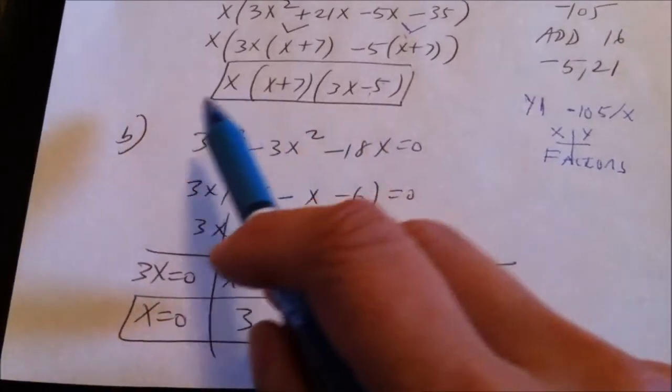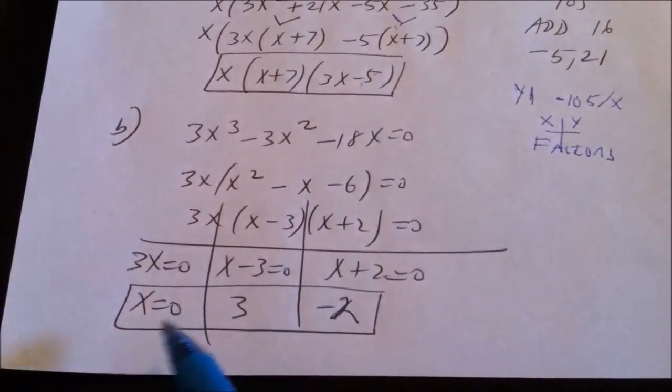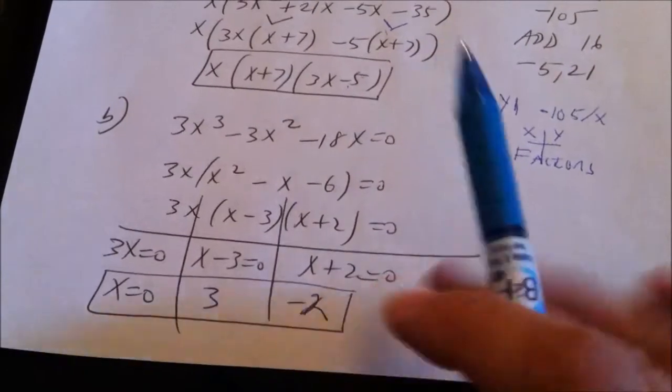You could check this by putting this into the calculator in y1 and graphing it, and this graph will cross the x-axis at 3 distinct places: -2, 0, and 3.